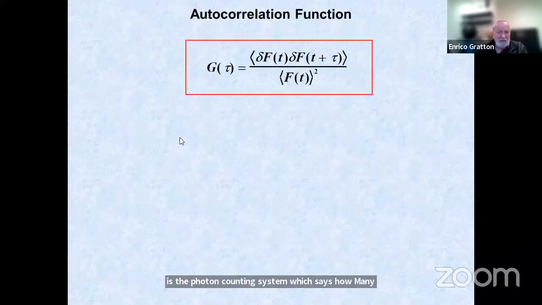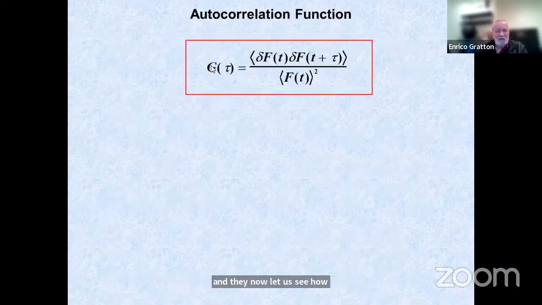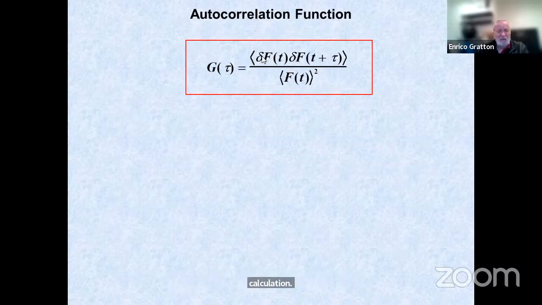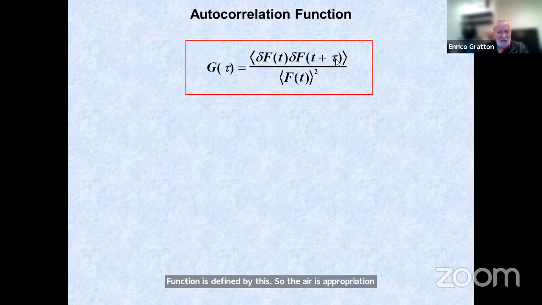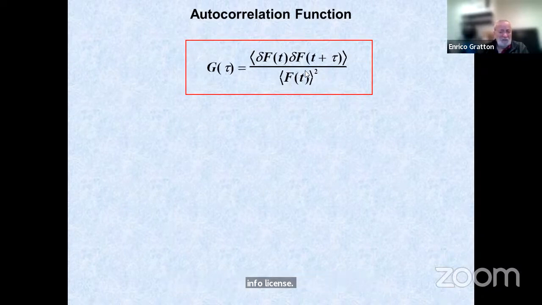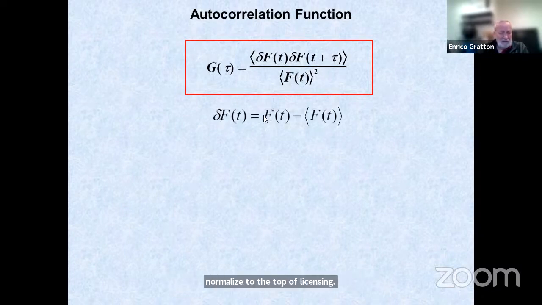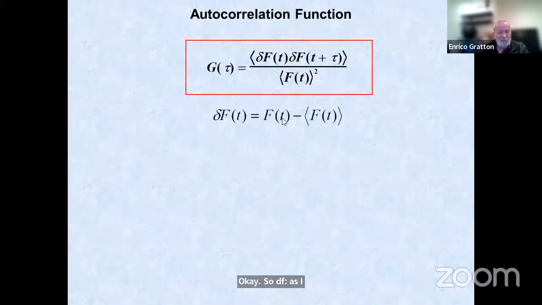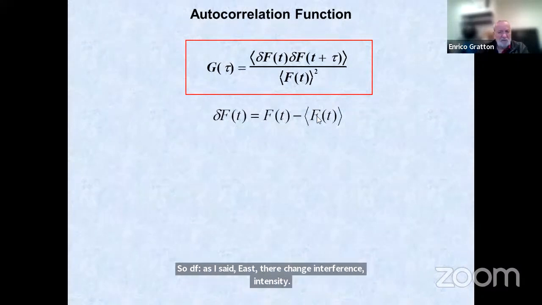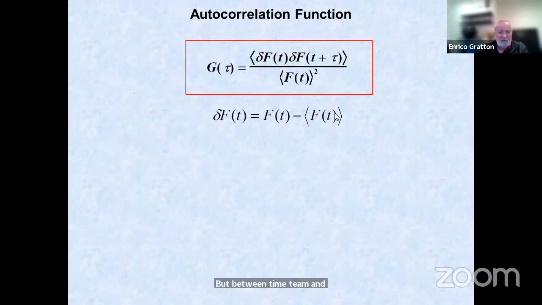Okay, and now let us see how those things work. The autocorrelation function is defined by this equation. So dF is the fluctuation in fluorescence, and dF at time t plus tau is the fluctuation in fluorescence after a given time, normalized to the total fluorescence intensity. Okay, so dF, as I said, is the change in the fluorescence intensity between time t and the average fluorescence intensity.